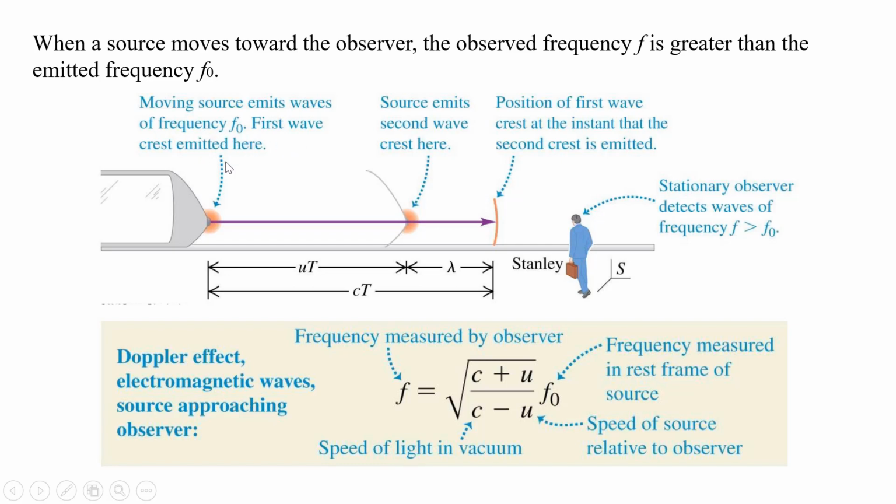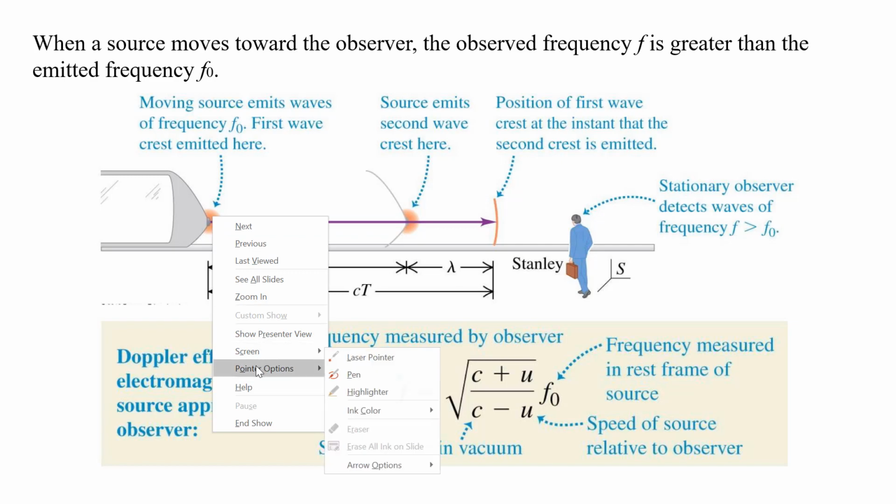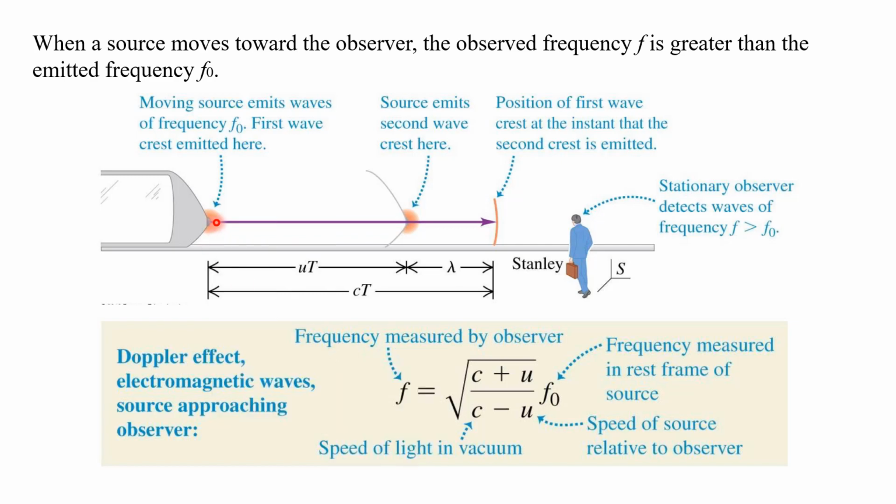The first wave crest is emitted here. Now take note that this source is moving, and at a particular distance ut, where ut is the velocity multiplied by the time, the source emits a second wave crest. The position of the first wave crest at the instant that the second crest is emitted is here.